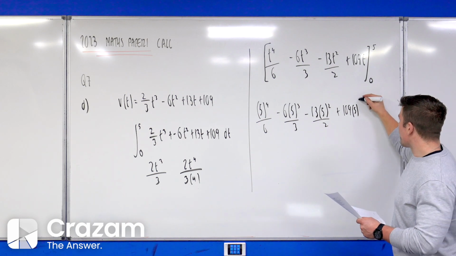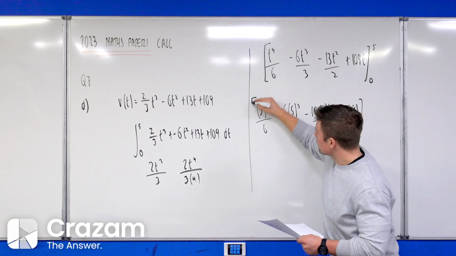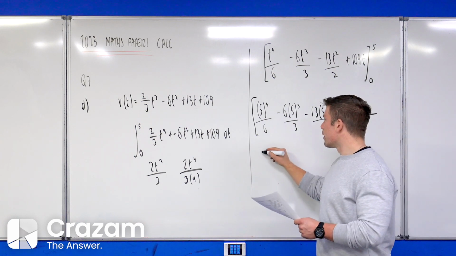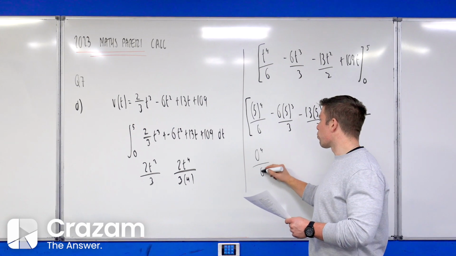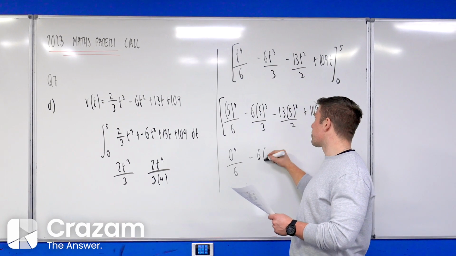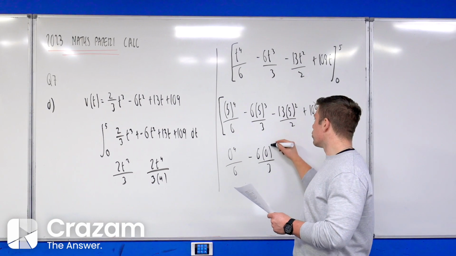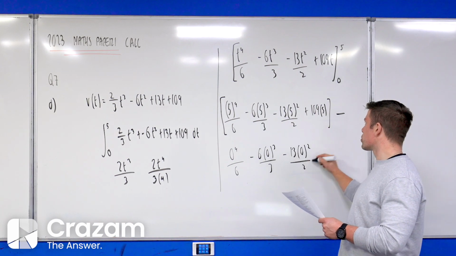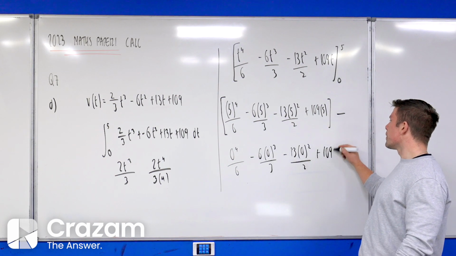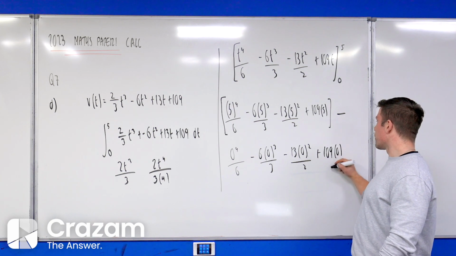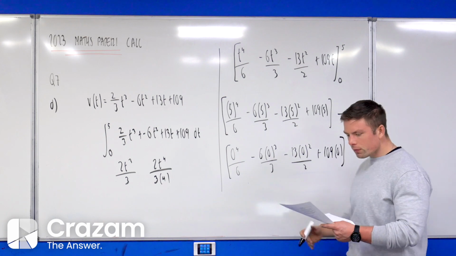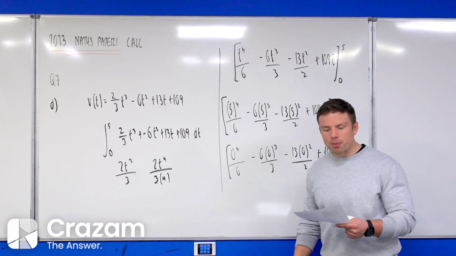And then that answer gets subtracted by what happens when you put 0 in. So you've got 0 to the power of 4 over 6 minus 6 to the power of 0 cubed over 3 minus 13 to the power of 0 squared over 2 plus 109 to the power of 0 there. Cool. So if you subtract them from each other, you get like a really, really big answer.